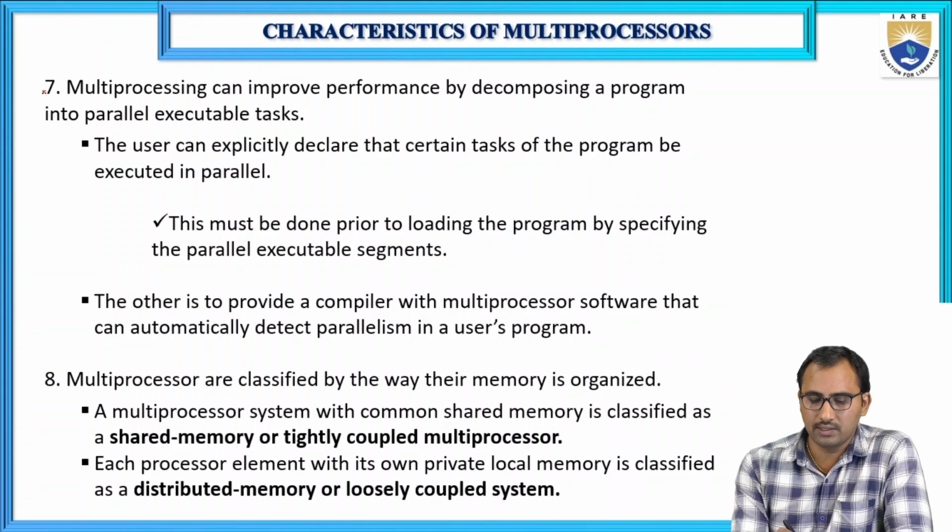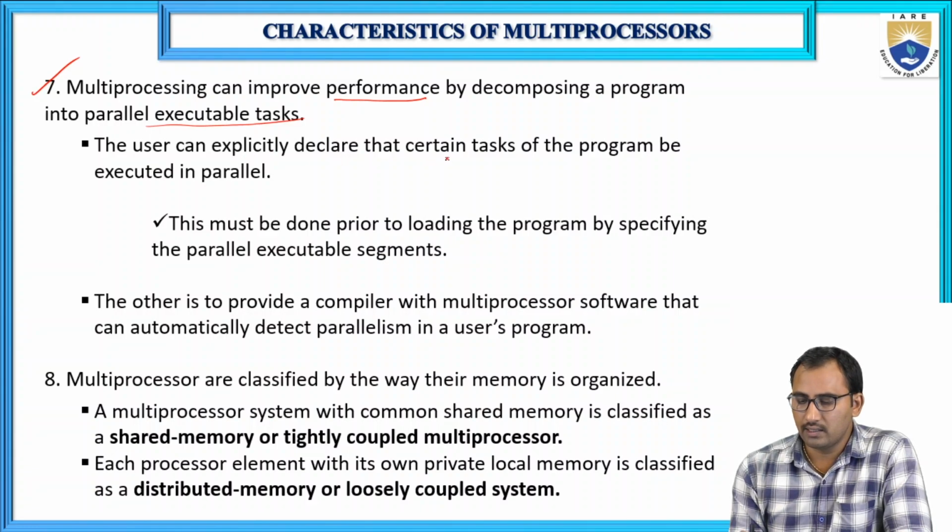And the seventh one is that multiprocessing can improve performance by decomposing a program into parallel executable tasks. The user can explicitly declare that certain tasks of the program be executed in parallel. This must be done prior to loading the program by specifying the parallel executable segments. The other way is to provide a compiler with multiprocessor software that can automatically detect parallelism in a user's program.